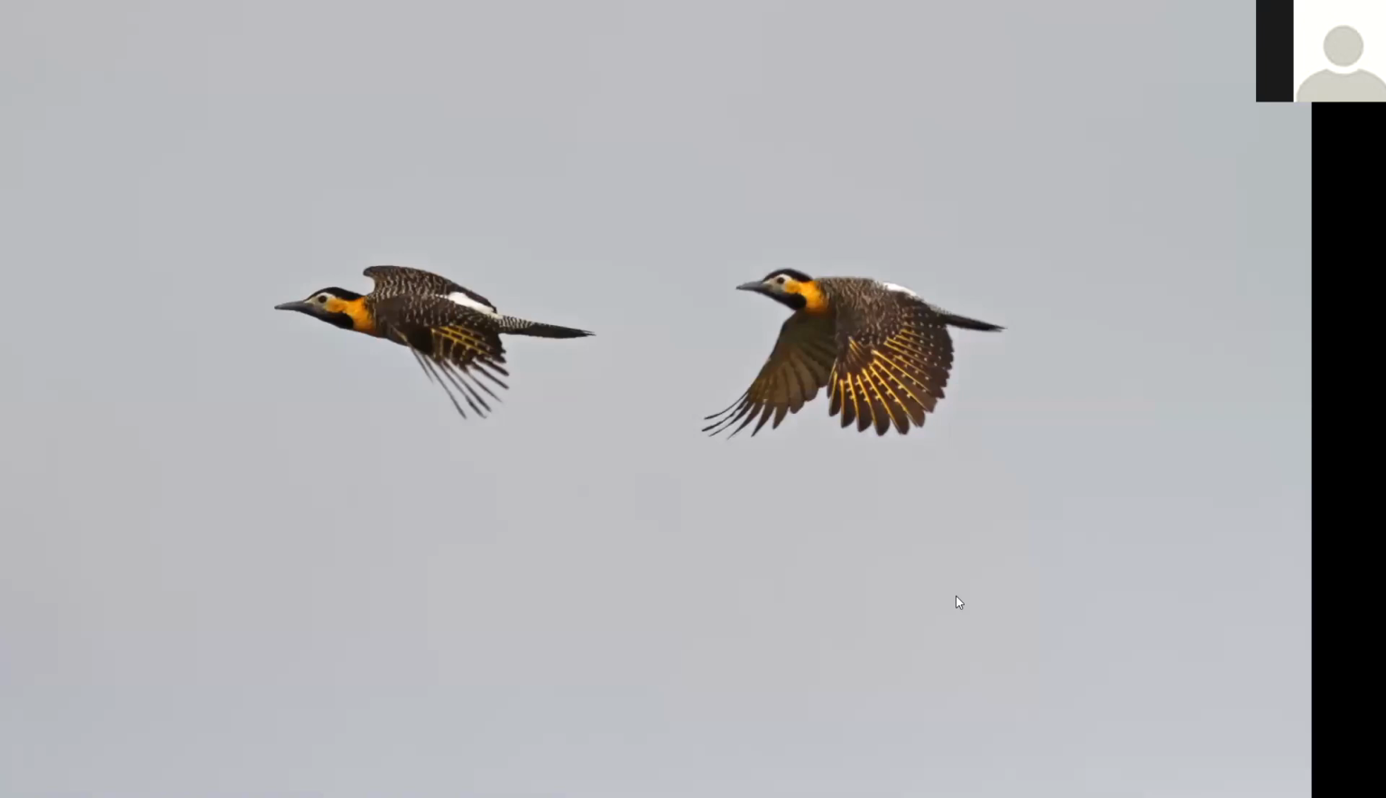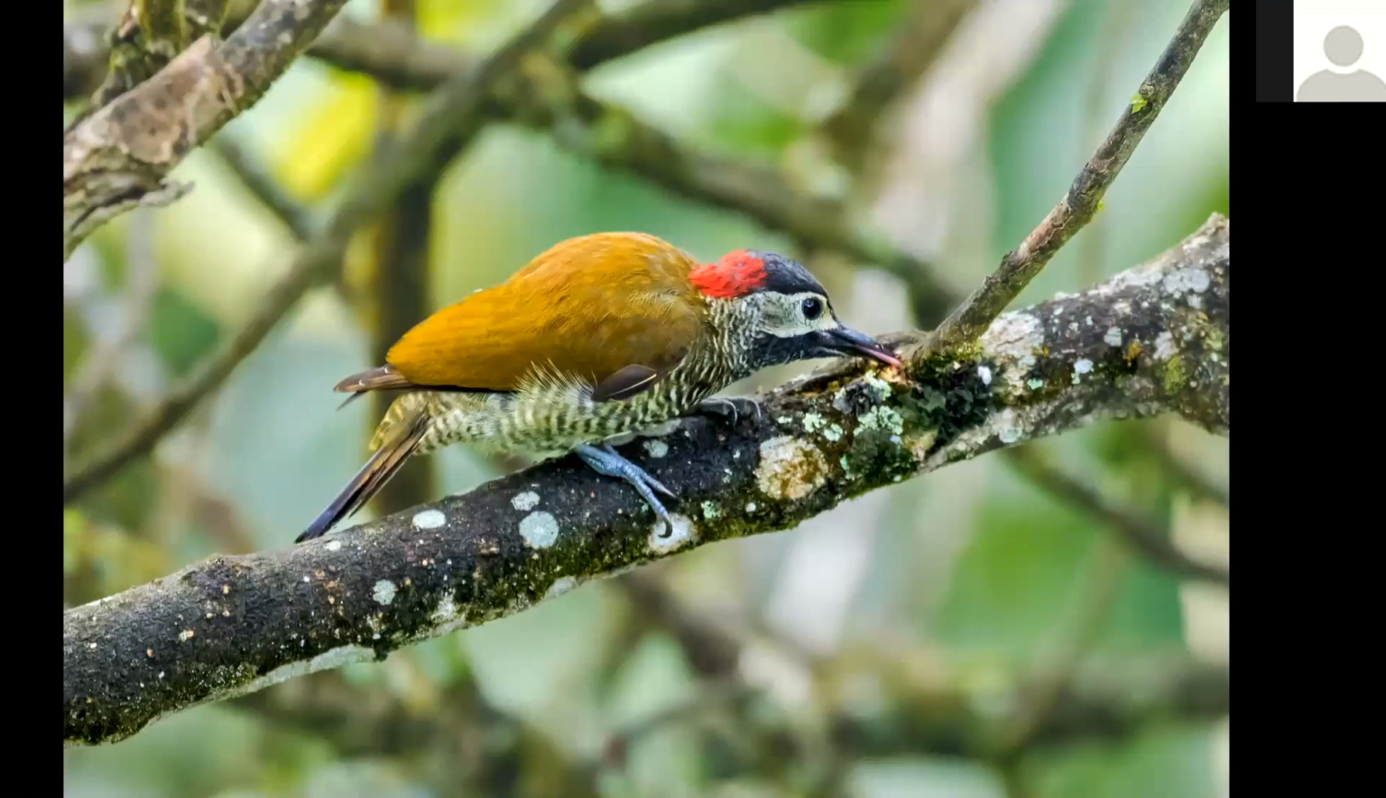And then flickers. This is the Colaptes genus. This is the Campo flicker from eastern Brazil and eastern South America, open country bird. This is a golden-olive woodpecker, also the same genus, Colaptes. Again, you can see its same behavior.